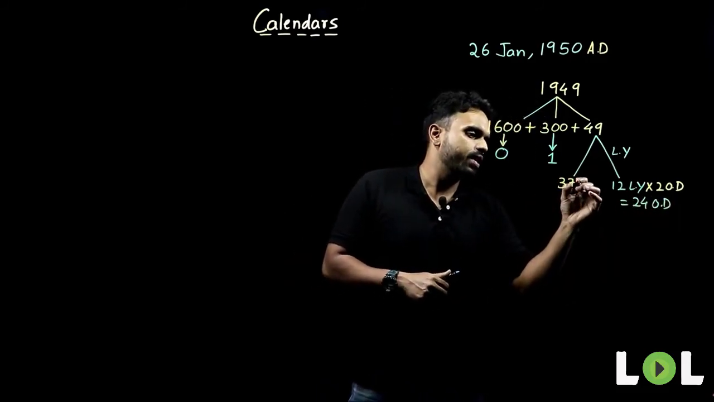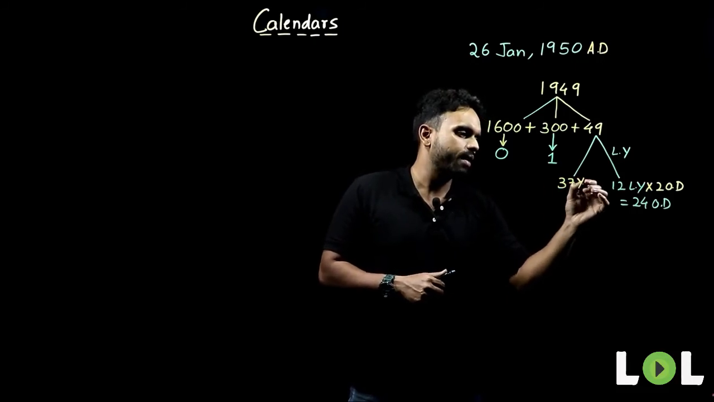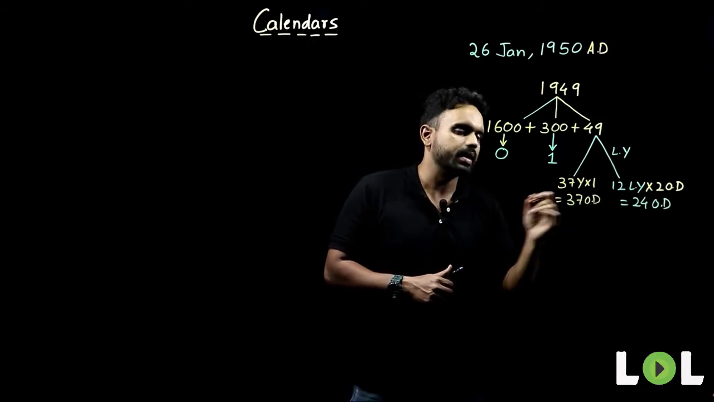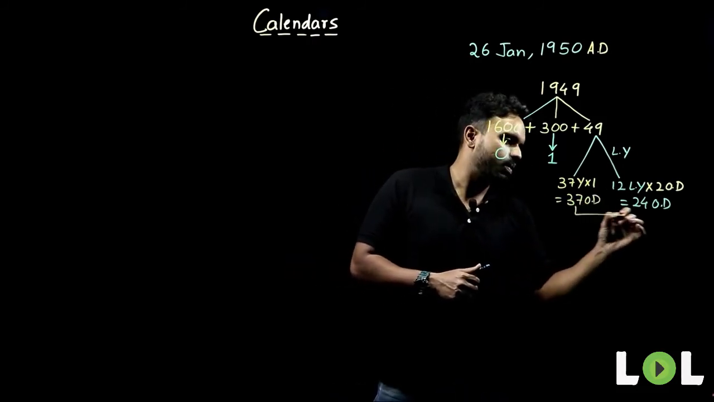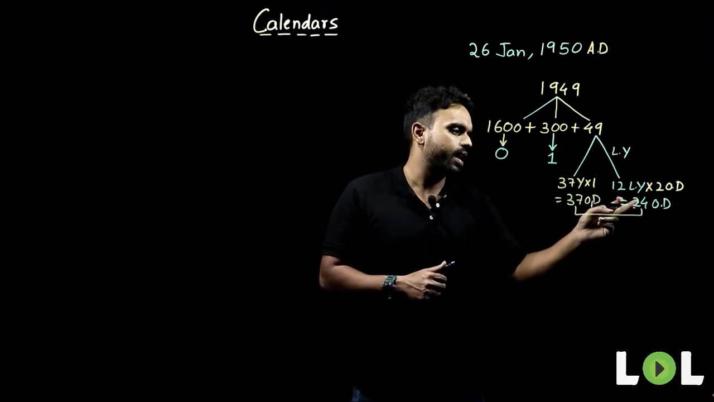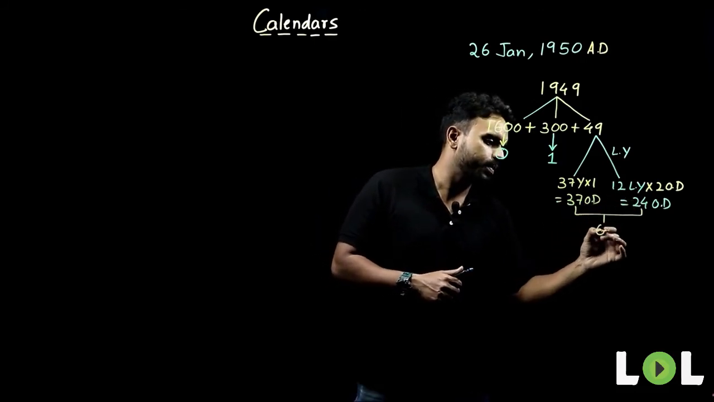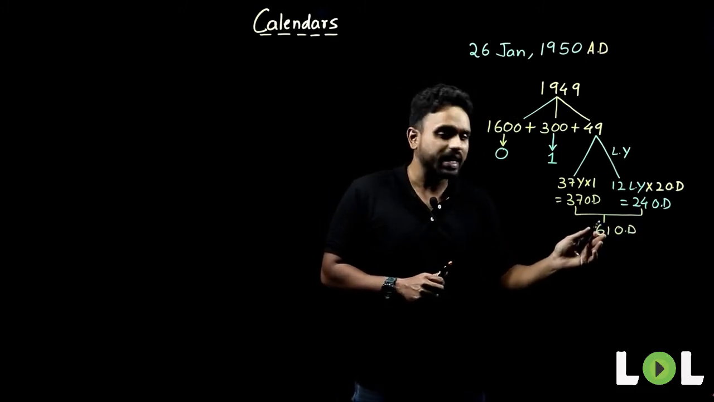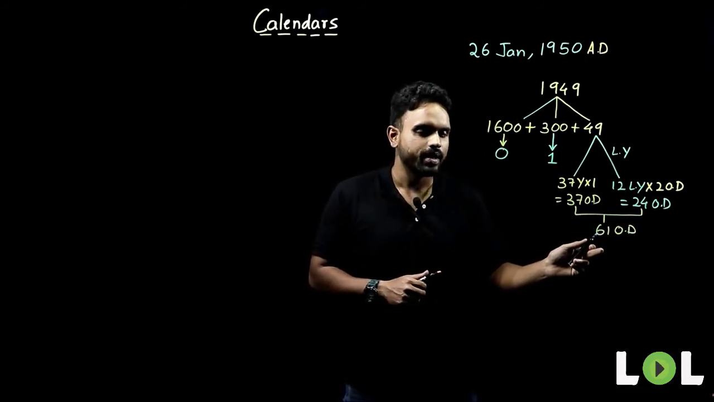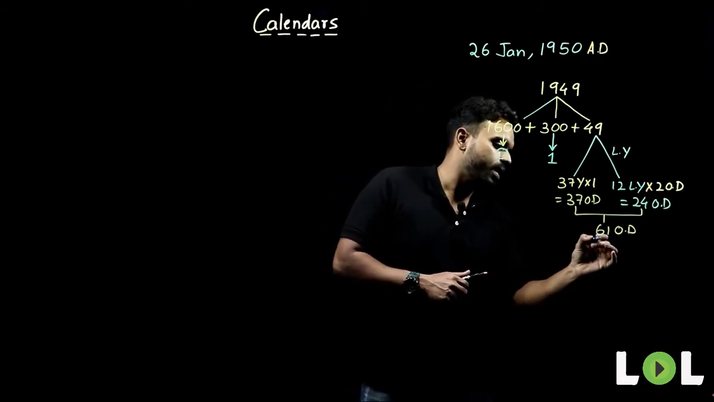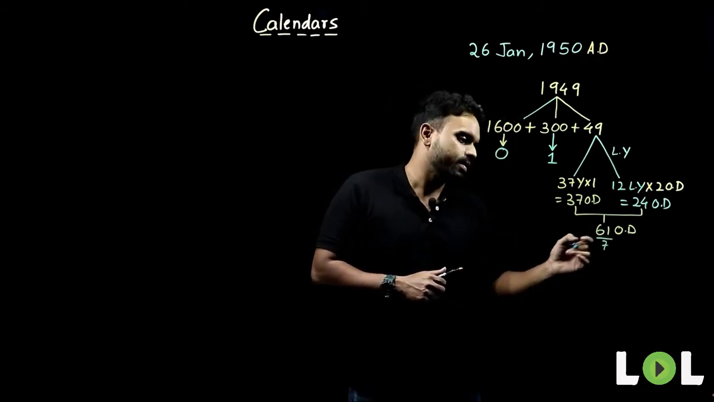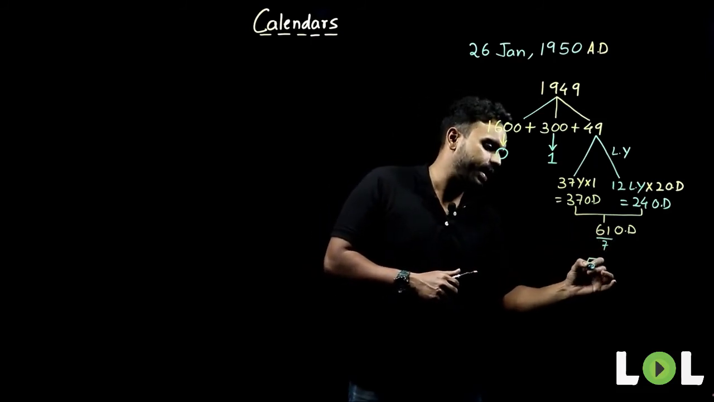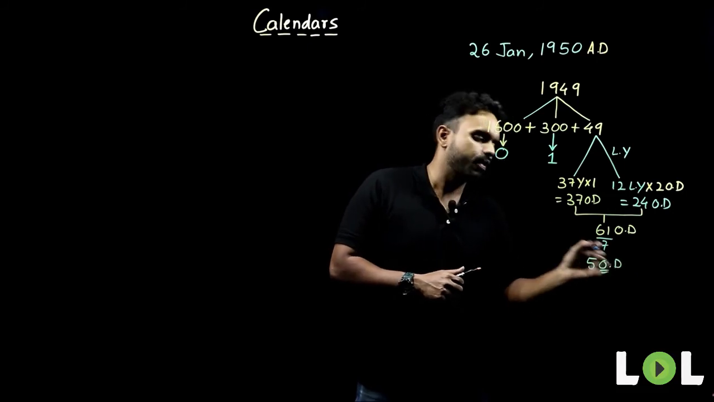And for every normal year, how many odd days do I have? I have 1 odd day. So I'll have 37 odd days from here. 37 and 24 gives me how much? 57 and 4 gives me 61. 61 odd days. Can the number of odd days be greater than 7? No. So I'll have to divide it by 7. 7 eights are 56, remainder 5. I'll have 5 odd days.